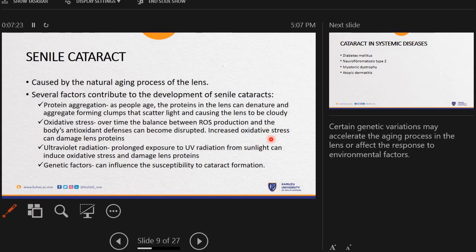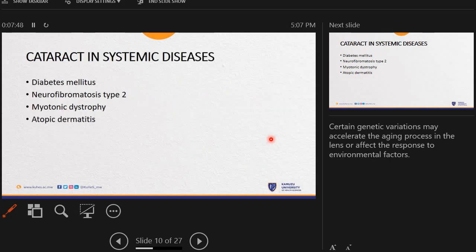It's not everyone who will develop cataracts at the same age. Some will develop it earlier than others. Certain genetic variations may accelerate the aging process in the lens or affect the response to environmental factors. So there are several factors that contribute to development. These are just a few of those factors.